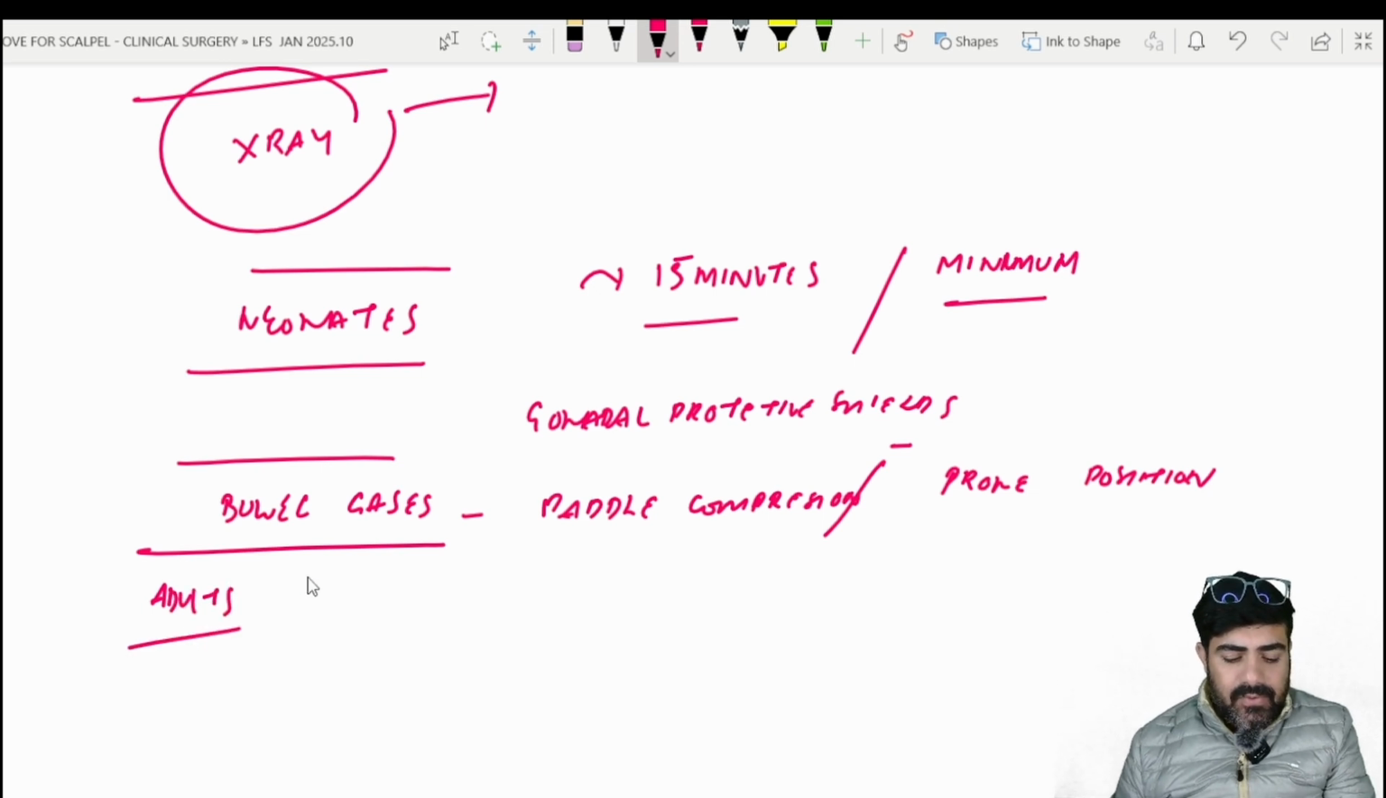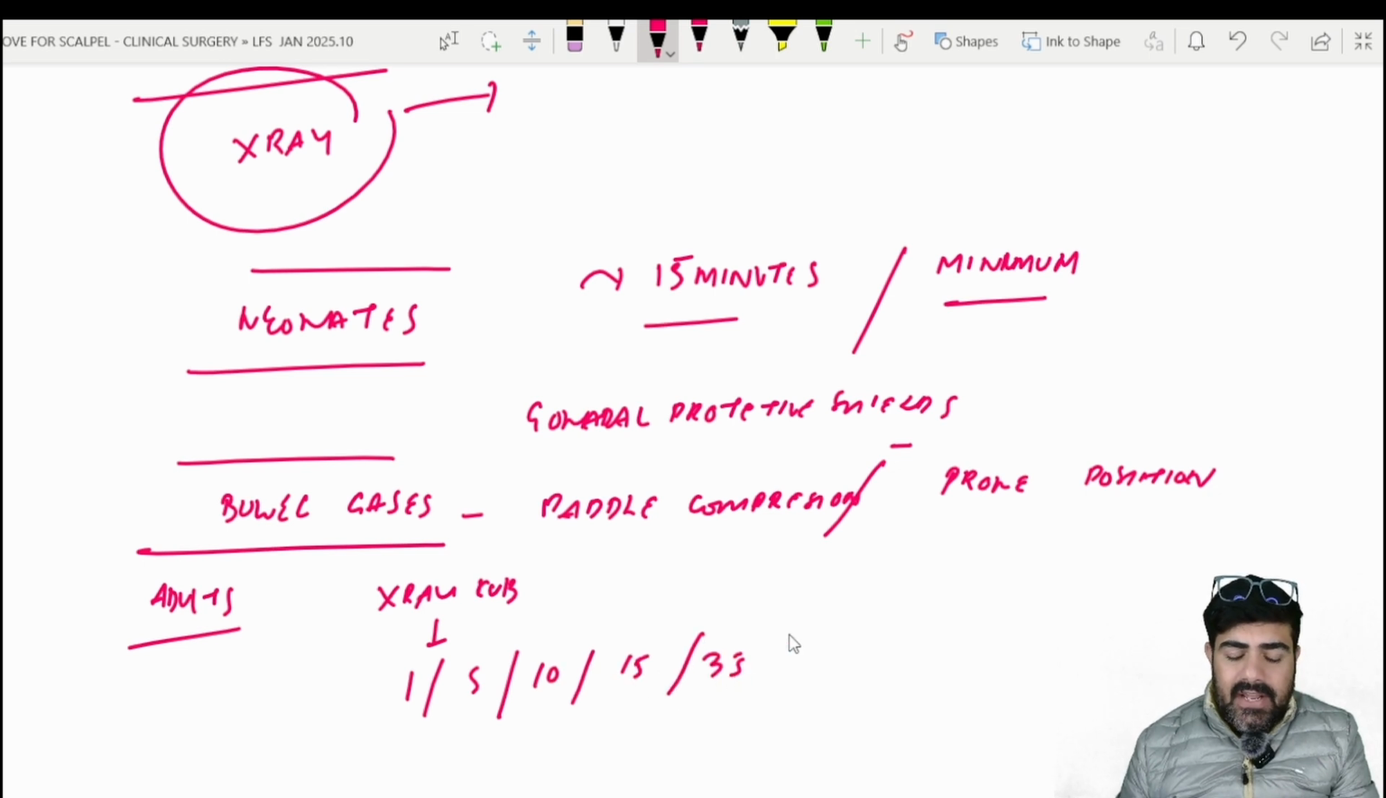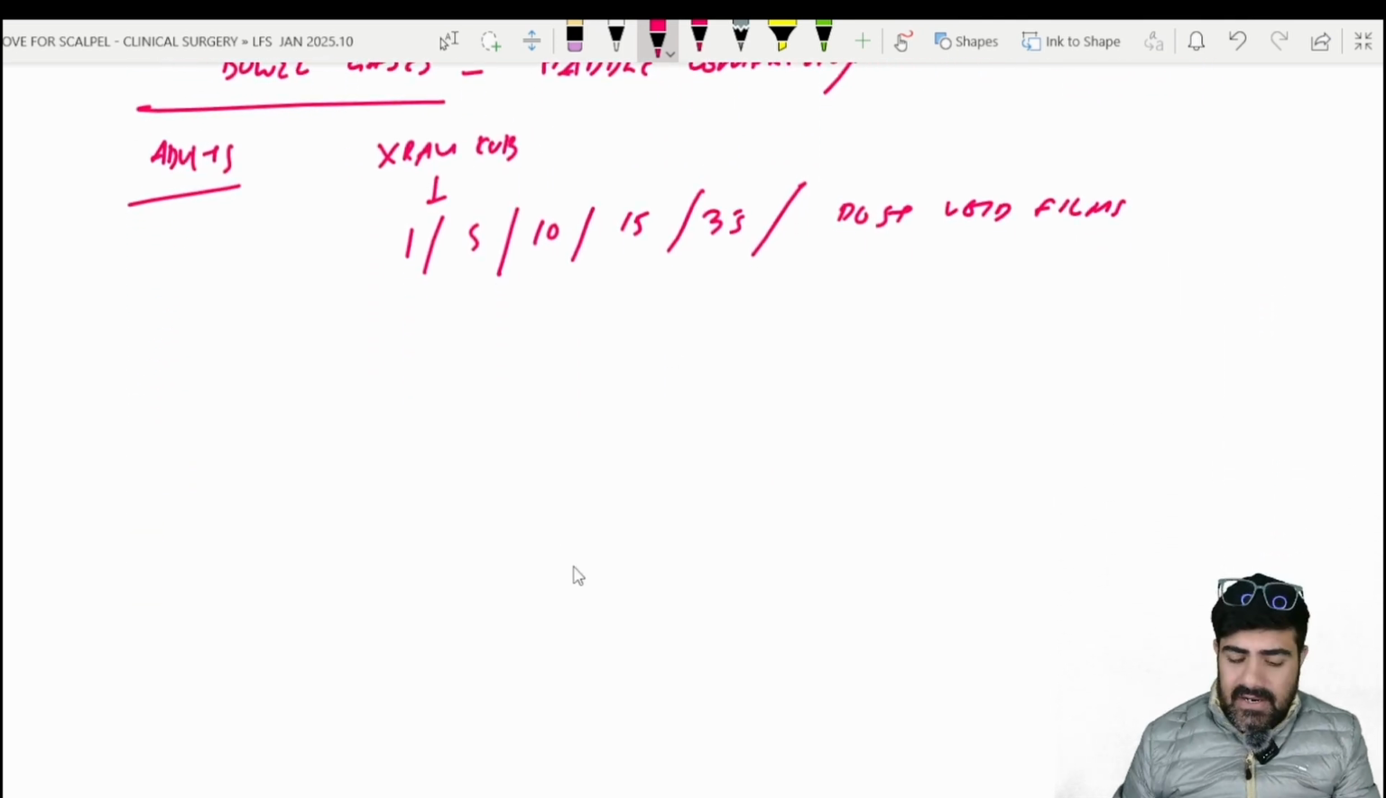In adults, what we do is take a scout film, X-ray KUB, and then we take films at 1 minute, 5 minutes, 10 minutes, 15 minutes, 35 minutes, post-void films, and later on delayed films.